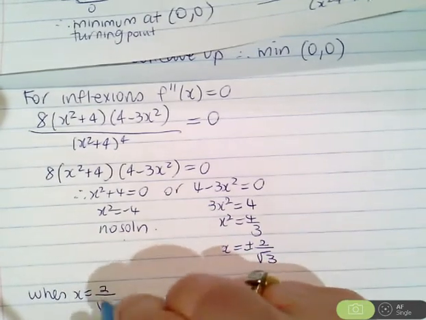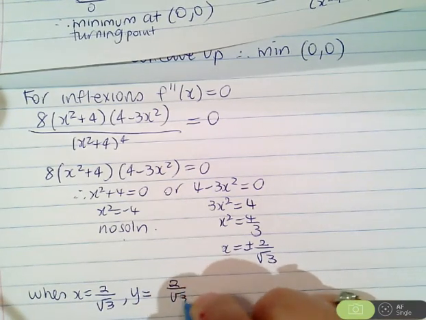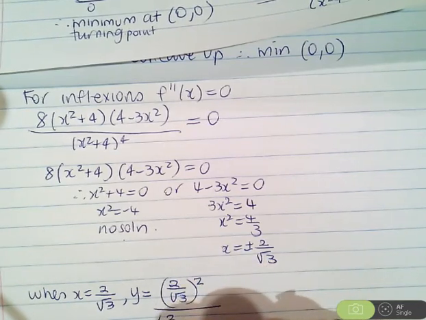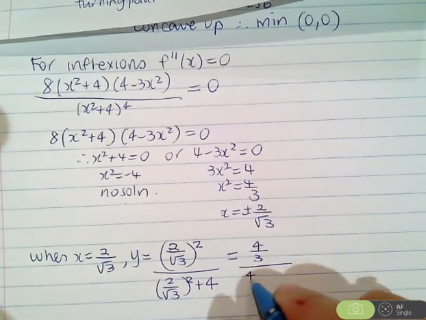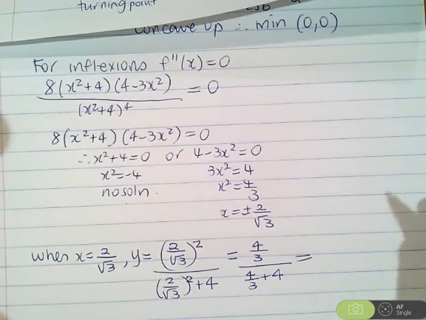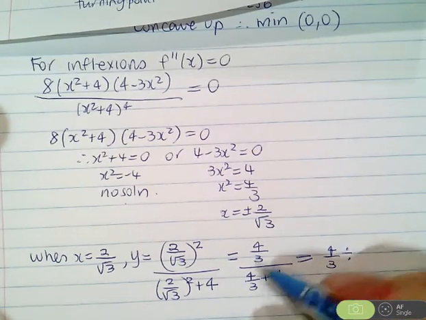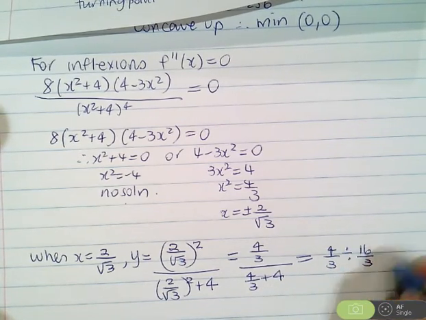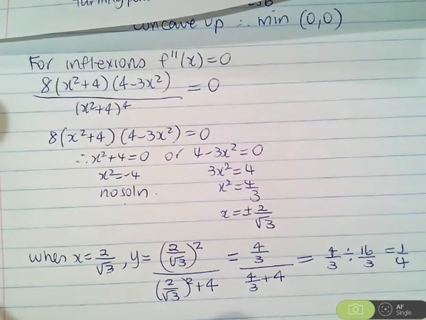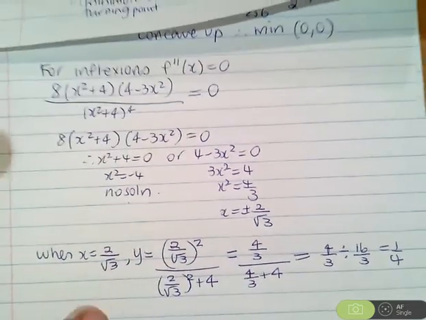So when x is 2 over root 3, we have to substitute it into the original equation. We get y is 2 over root 3 squared over 2 over root 3 squared plus 4. Because remember, the equation is x squared over x squared plus 4. We get 4 over 3 divided by 4 over 3 plus 4. You can just do that on your calculator, or we can just do it manually. You get 4 over 3 divided by, now that's 1 1/3, so you get 5 1/3, that's 16 on 3. Basically, you get a quarter if you work that out. So you get 4 over 3 times 3 over 16, which is 4 over 16, which is a quarter. So therefore, when x is 2 on root 3, y is a quarter.